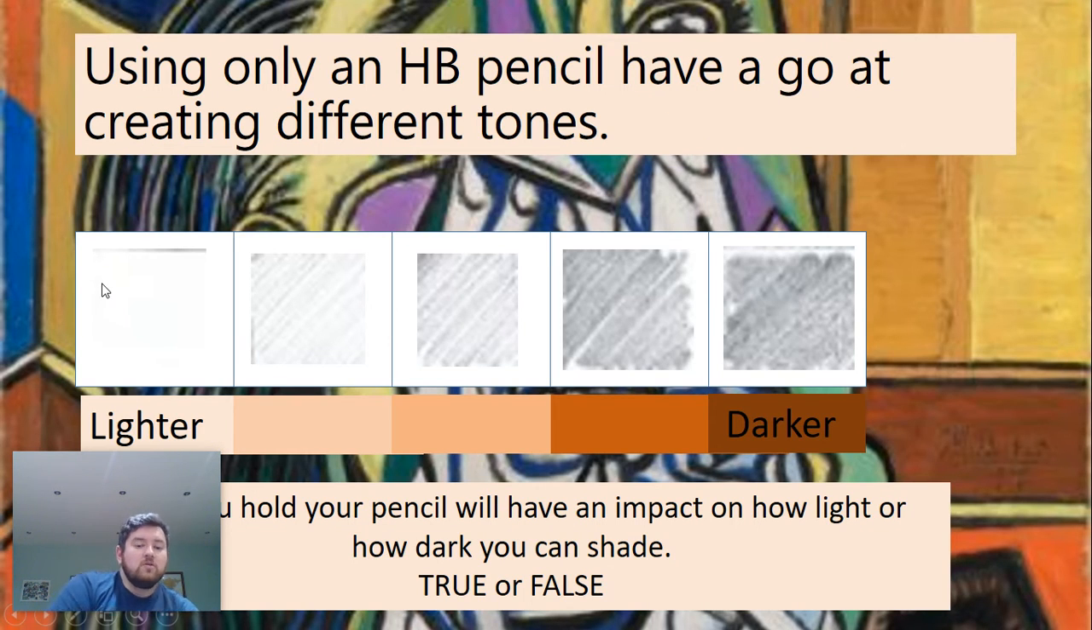So you can pause this if you want at this point. Have a go using an HB pencil, which I believe is the ones we sent home. It doesn't really matter, it could be a different type of pencil. Have a go at using different shading techniques and see whether you can move between light and dark.